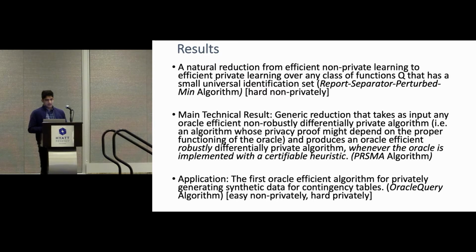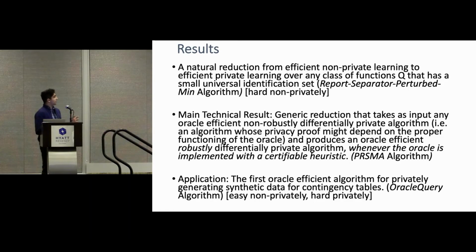Okay. So here are the results. Our first result is a natural reduction from efficient non-private learning to efficient private learning for any concept class that has what's called a small separator set, which is maybe a somewhat arcane property, but many of the concepts that you would encounter do have a small separator set, for example, discrete hyperplanes and decision lists. And so this is a nice example of an algorithm whose privacy guarantee depends on the use of a non-private heuristic. We can prove that it's differentially private, but conditional on this non-private heuristic succeeding perfectly.